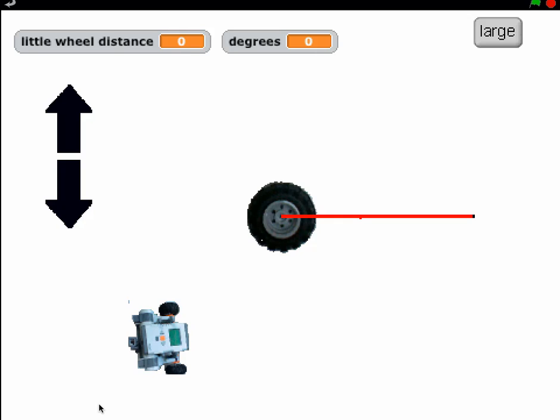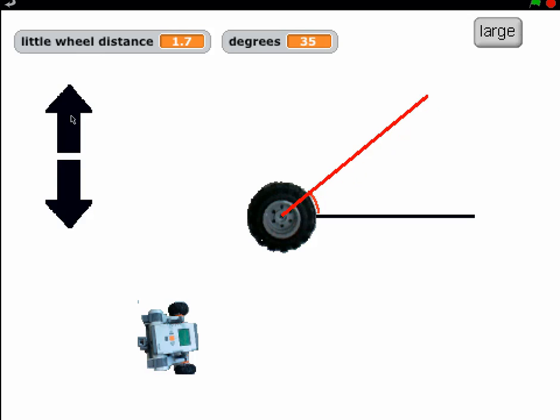This is a game I made in the programming language called Scratch that shows you how to relate the angle through which the wheel of your robot moves and the distance that it travels. So for a small wheel, if I push the up arrow, my robot moves forward.